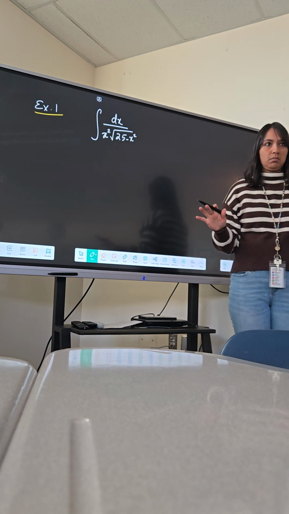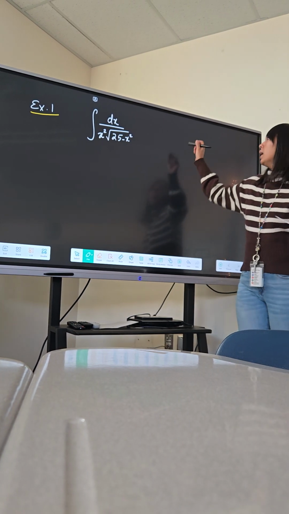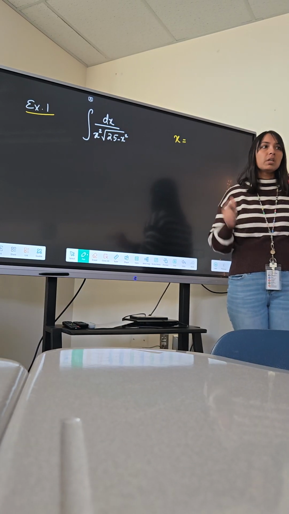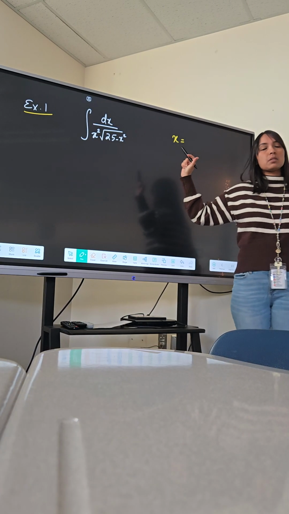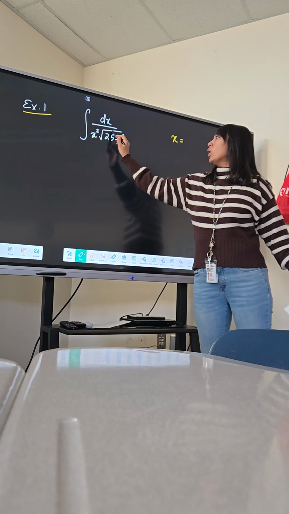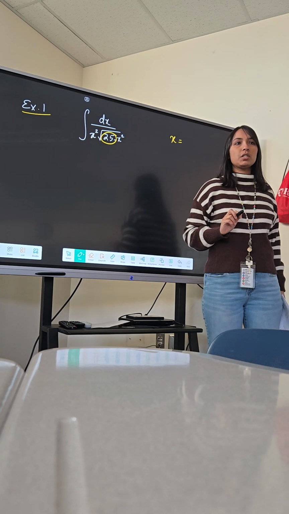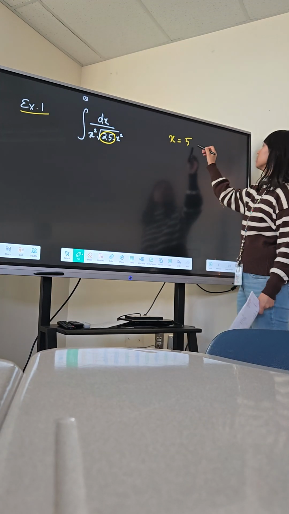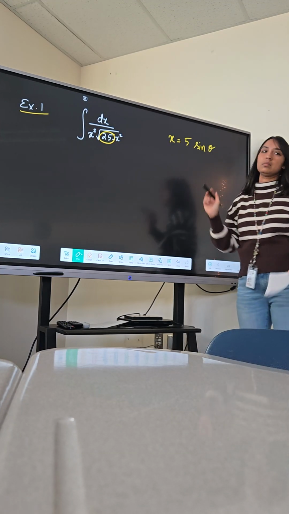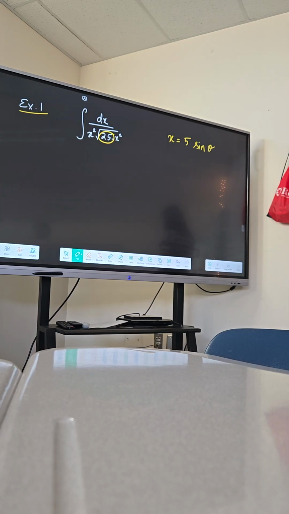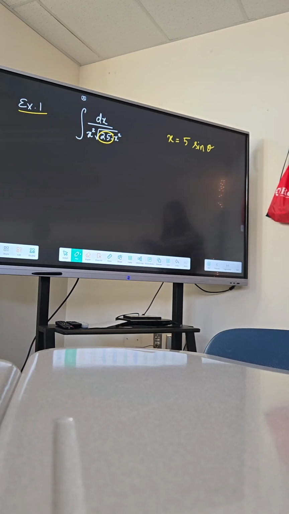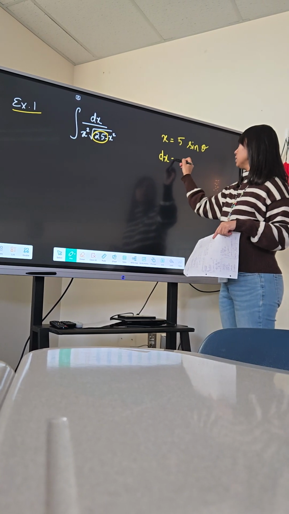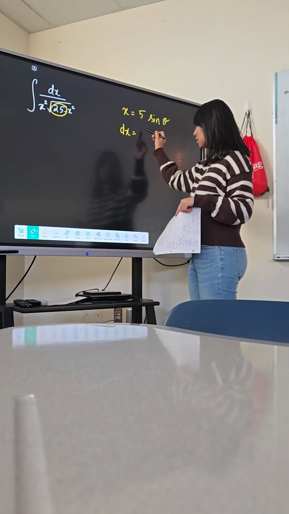A trig function. Okay. X equals... not u-sub, you're not doing u-sub here. We only use this method when u-sub fails. X equals whatever this square root is, which is 5. And since we decided we're going to do sine inverse, we're going to do sine theta. Okay? And then we're going to find the derivative of that.